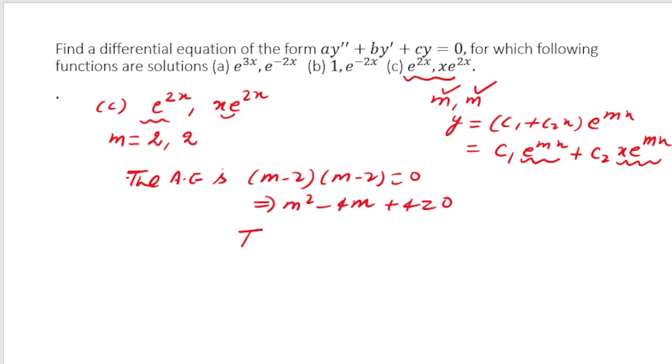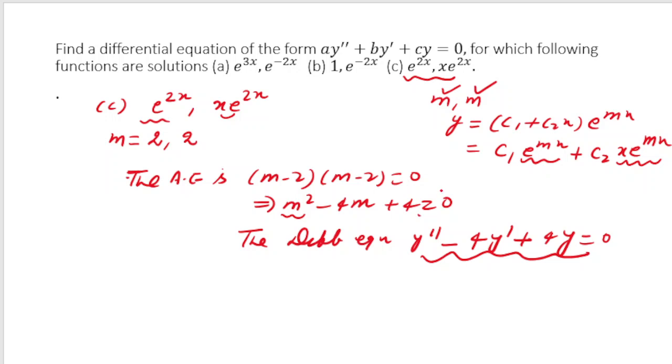So the differential equation will be what? For m square we write y double dash, for m we write y dash, and then we have the constant term, so we write 4y is equal to 0. So this is the differential equation corresponding to this.